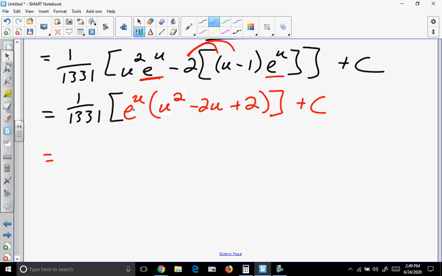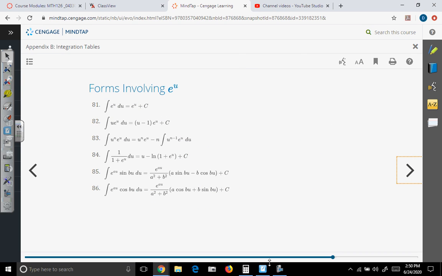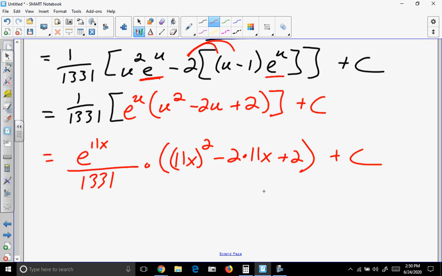Let's call this e to the 11x over 1331 times u squared, so 11x squared minus 2 times 11x plus 2, and then we have a plus c on the outside. So that's from using two formulas, actually, number 83 and 82.